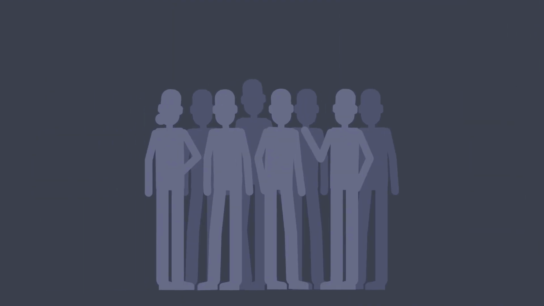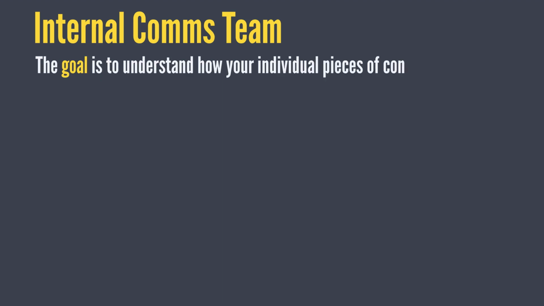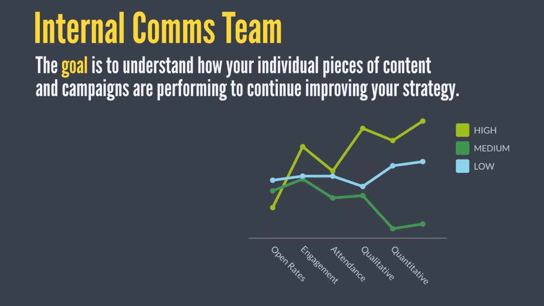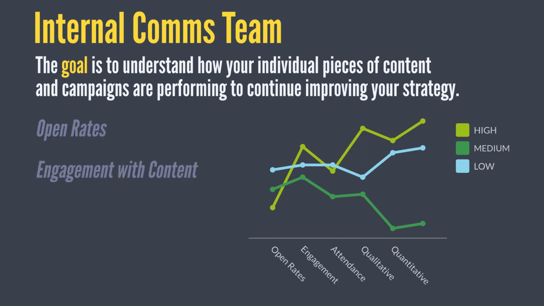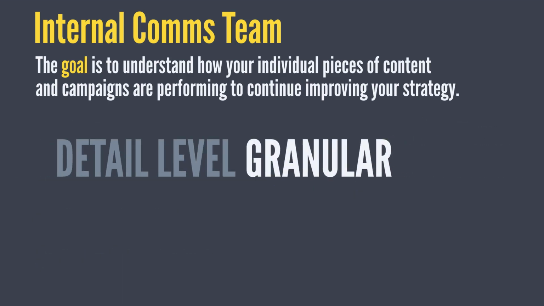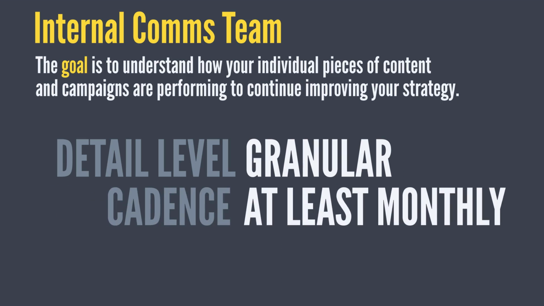When sharing results with your internal comms team, the goal is to understand how your individual pieces of content and campaigns are performing to continue improving your strategy. Here you want to think about open rates, engagement with content, attendance at the town hall, and qualitative and quantitative data that shows what employees think and how they feel about the values and if they're taking action to implement them. This means that you'll share as much detailed information as possible. Your cadence should be at least monthly to be the most effective.